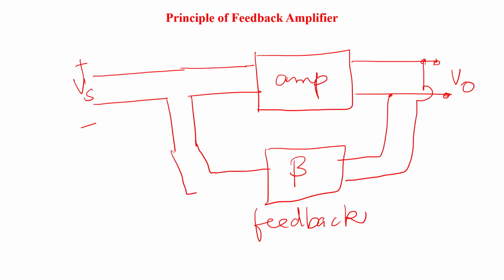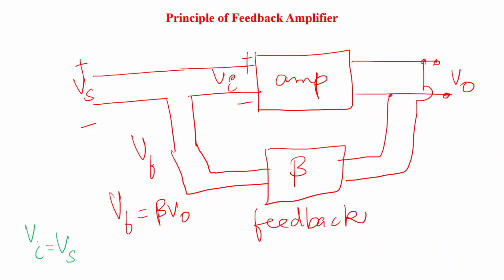This is connected to the input. So this is Vf, and this Vf will be equal to beta into V naught, and the input voltage signal to be amplified is fed to the amplifier. For a positive feedback, the input voltage is equal to Vs plus Vf, which is equal to Vs plus beta V naught. This is for positive feedback.